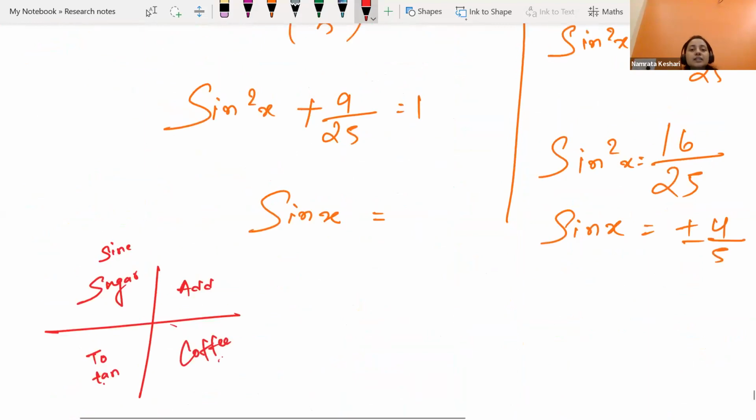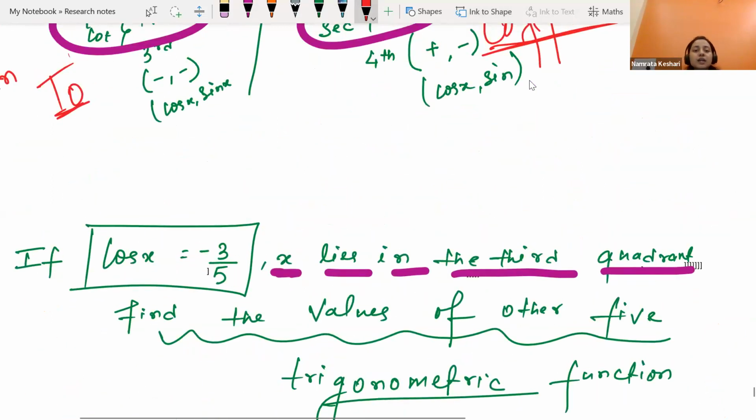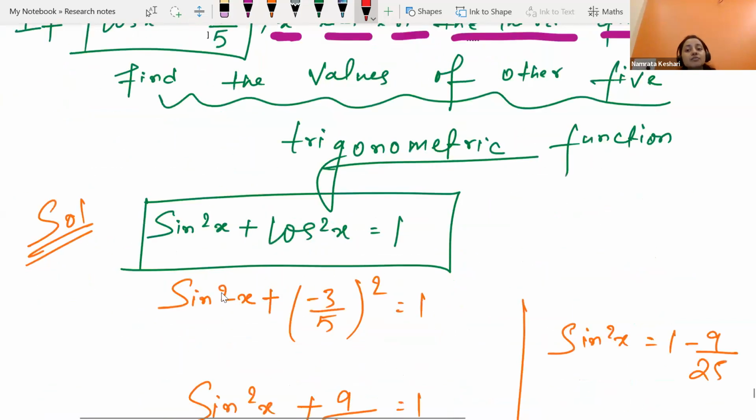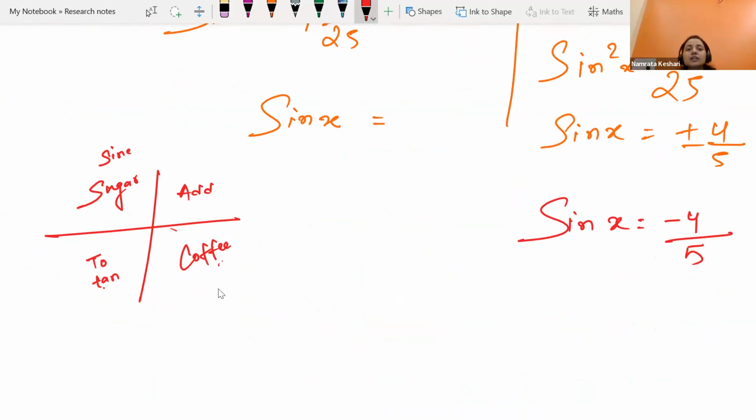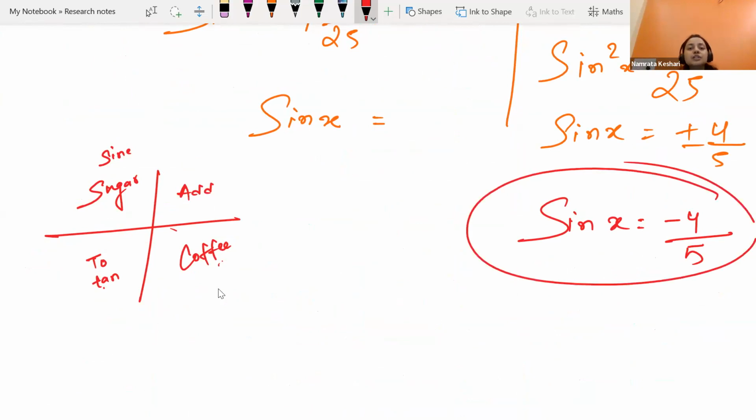So here x is lying in which quadrant? The angle x is lying in the third quadrant. That means cos is negative, which is already given, and for sine, where we got plus minus 4 by 5, we need to take the negative value. Getting it? Yes, Ali, perfect. It will be minus 4 by 5, because the angle x is lying in the third quadrant. In the third quadrant, sine is negative. Accordingly, we have chosen the negative answer for sine.